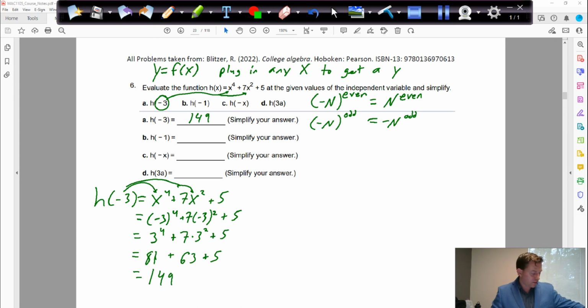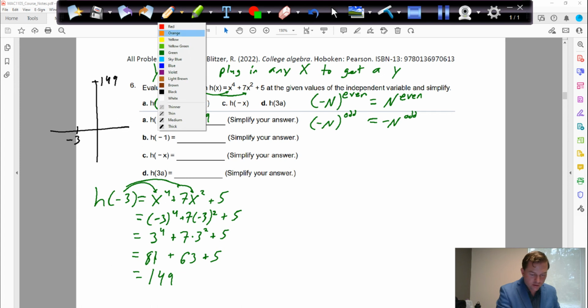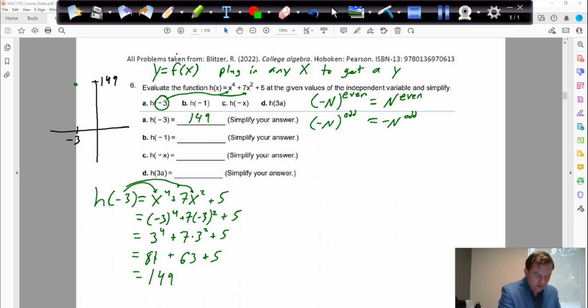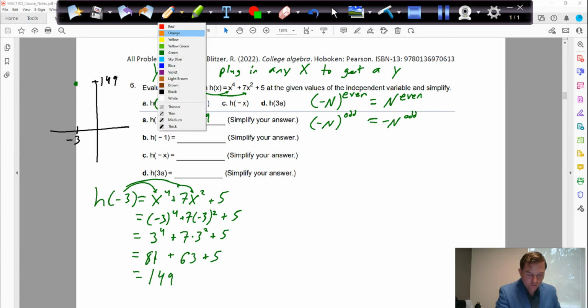It's actually an ordered pair, so we actually could graph this. We have a point. This is minus 3. We have this point way up here. So at the intersection of minus 3 and 149, there's a dot. Let's try minus 1.